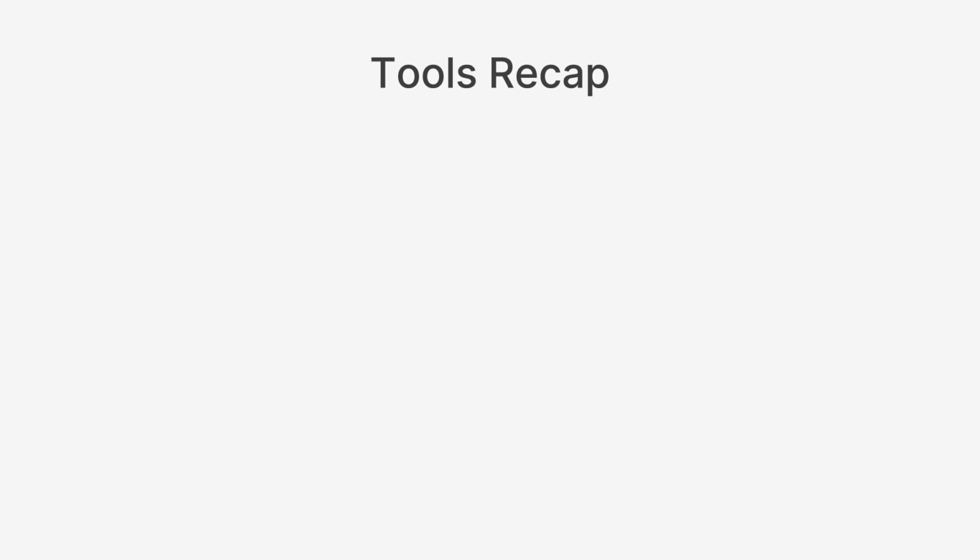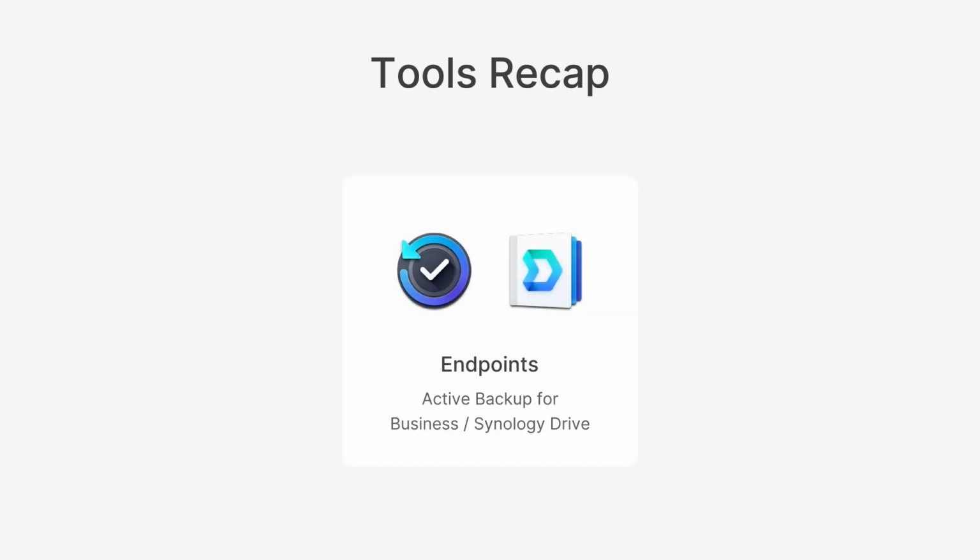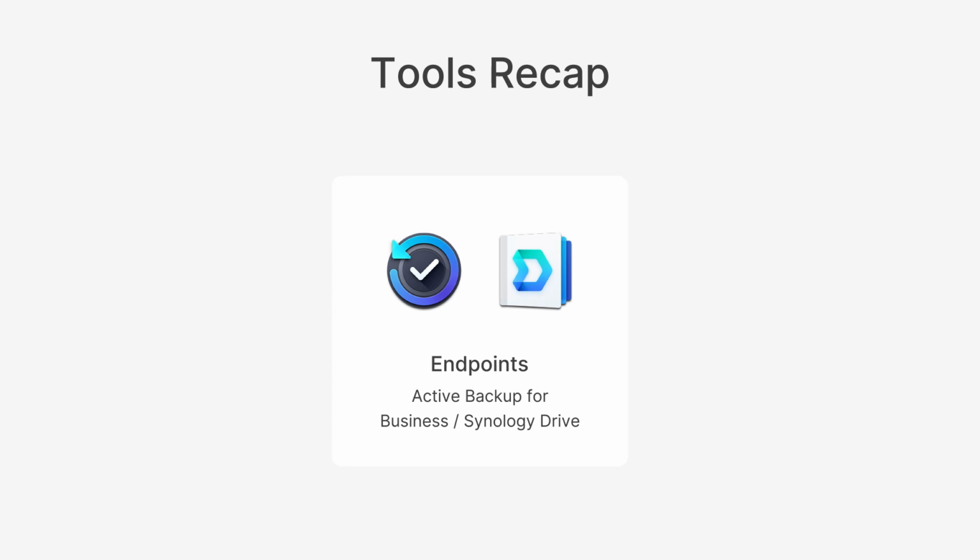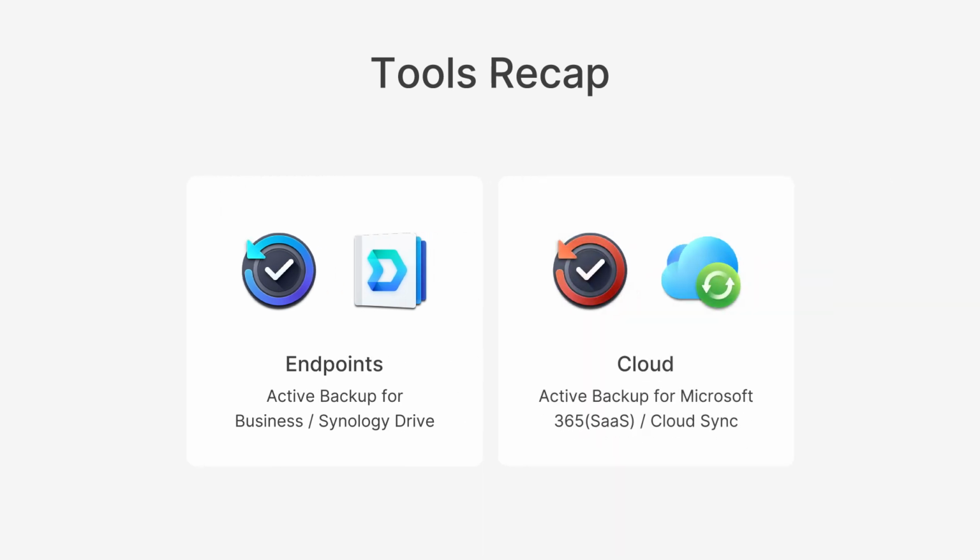So to recap the tools at your disposal, for your endpoints, you have Active Backup for Business and Synology Drive if you have an on-premise Synology NAS. That'll take care of image-based backups for your PCs, servers, and virtual machines for Active Backup for Business, and file-level granularity for your endpoints with Synology Drive. There's also an option for C2 Backup if you don't have an on-premise Synology NAS and you want a lot of the same features that Active Backup for Business would give you. You can utilize Synology's C2 Backup to back up your endpoints directly to that cloud service.